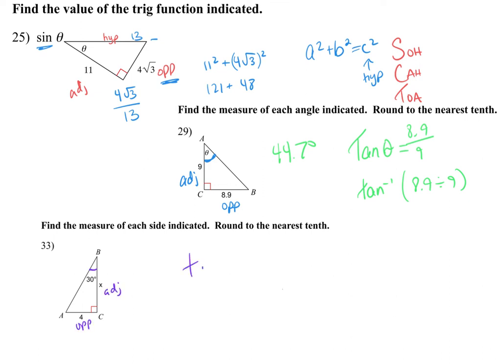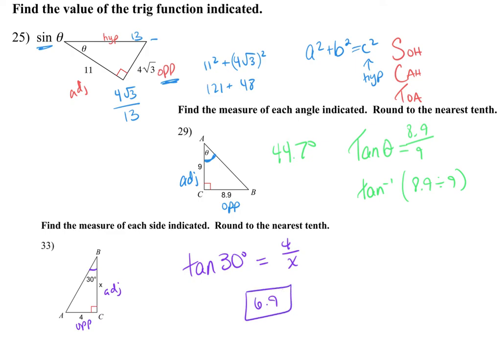So the tangent of 30, which is by the way a known tangent, equals opposite 4 over adjacent x. All right, so I'm going to end up dividing 4 divided by the tangent of 30 here. And you round it to the nearest tenth, you should get 6.9.